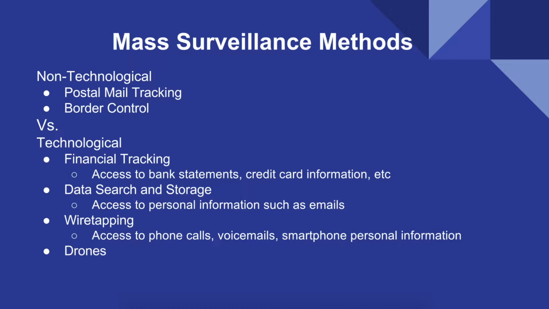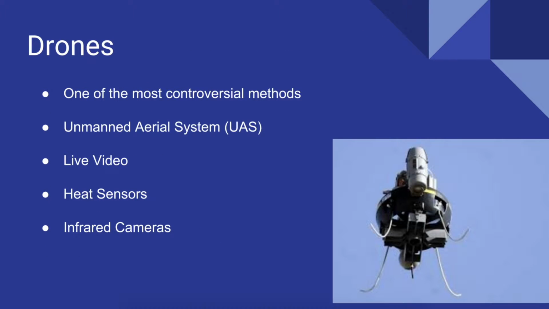Although there are so many more methods of technological surveillance, the last method we're going to talk about today is by far the most controversial, which is drone surveillance. Drones are classified as unmanned aerial systems, or UAS, and are mostly used by law enforcement to monitor using live video, heat sensors, infrared cameras, and so much more. These drones are programmed to fly in the air and surveil what's below and above. Some people think that surveilling in this way is far too much of an invasion of privacy, but people in support of drones think it's the most accurate.